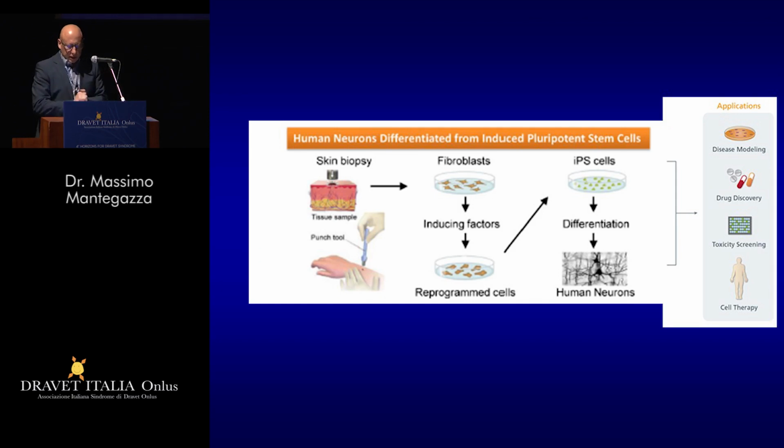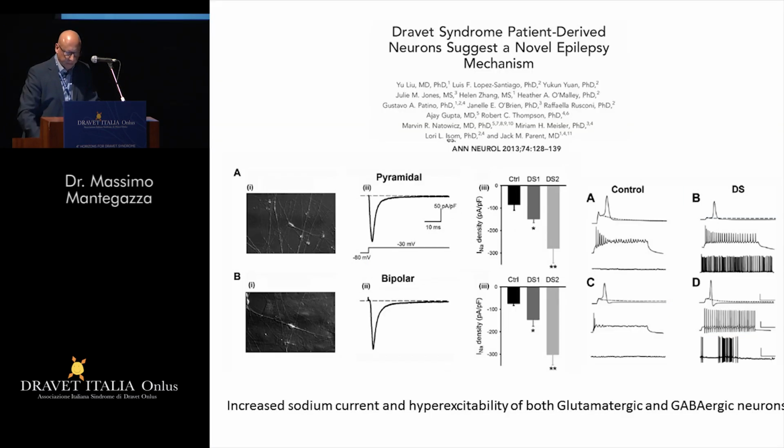Now, this is another experimental model. These are human neurons that you can differentiate from induced pluripotent stem cells. Basically, you get just a skin biopsy from a patient, and then you can get the human neurons from that patient. This model is really cool because then you have human neurons of your patients, so you can do a bunch of things from disease modeling to cell therapy to drug discovery. It has been used for studying the functional effect of Dravet syndrome mutations.